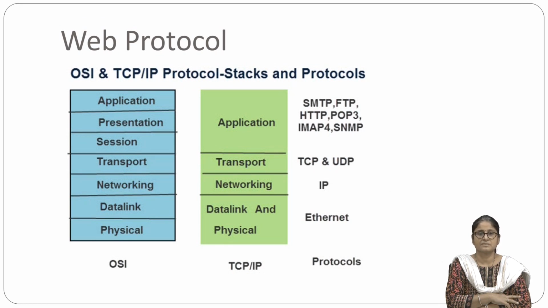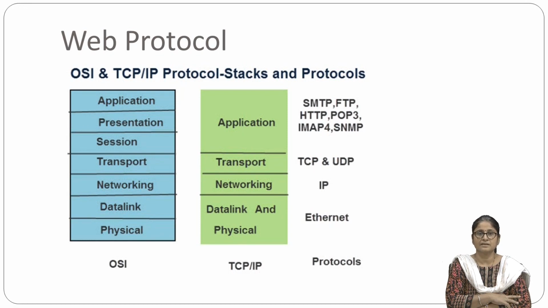In this TCP/IP layer, it makes use of 4 layers. The first one is the data link and physical layer. The second layer is the networking layer. The third one is the transport layer, and the fourth one is the application layer. Each and every layer is used by different protocols.